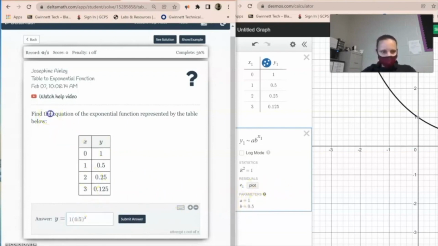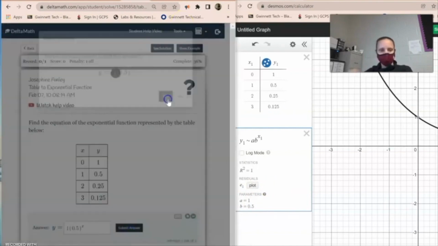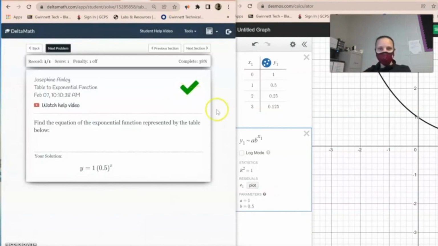And it says an equation in general, so I don't need to change the X. Now, I don't know if this is going to be right because this is an invisible 1, so technically you can take that off. But I'm just going to leave it there and see if Delta Math cares. It does not care. All right, so that's how you go from a table to an equation.